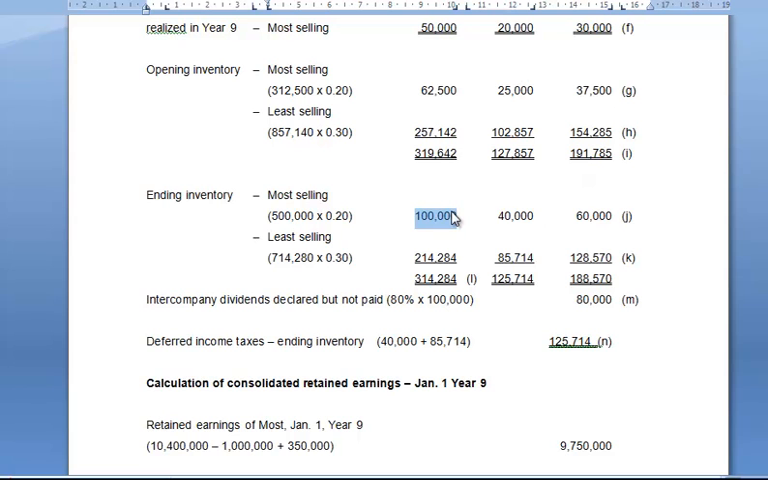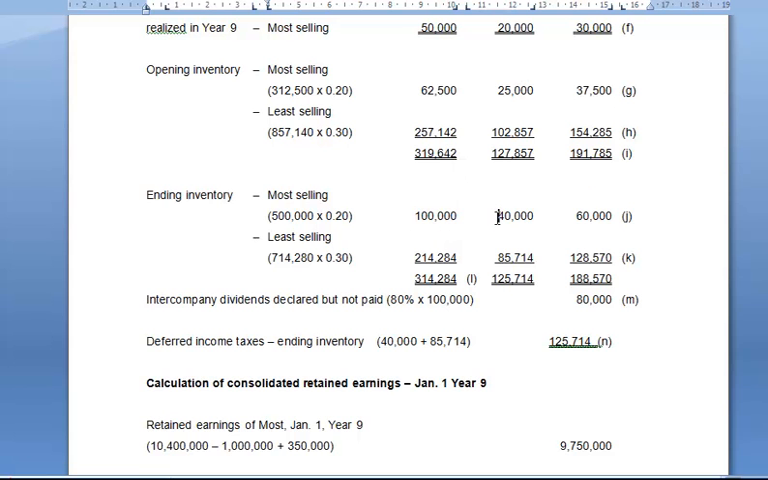Now again, we say income because it's ending inventory, which relates to sales in year 9. And we're going to be looking at income in year 9. This $100,000 is before tax profit that's sitting in Most's income for year 9. But what do we know? That's profit that it really can't take into income this year because it's related to items that Leased has not yet been able to sell outside to third parties.